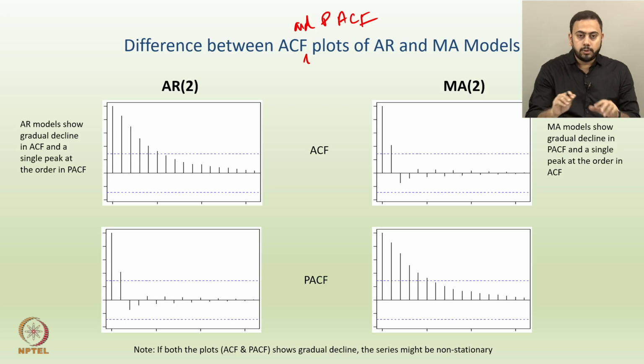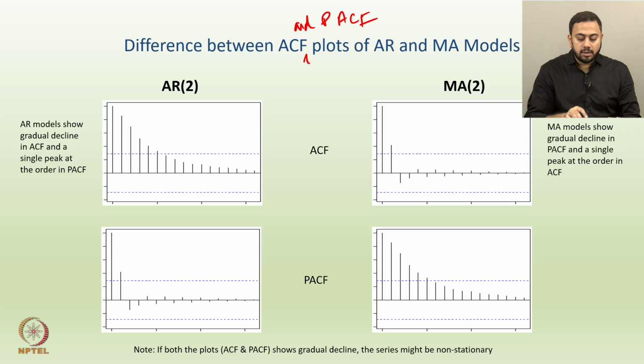Alright, so in front of you again we have 4 plots. The first column gives you the ACF plot and the PACF plot for a particular AR(2) model, so we are fixing the order to be 2. Similarly, the second column gives you the ACF plot and the PACF plot for a particular MA model of order 2. So we are fixing the order to be 2 for both the AR structure as well as the MA structure. The top row gives you the ACF plots for both the models, and the bottom row gives you the PACF plots for both the models.